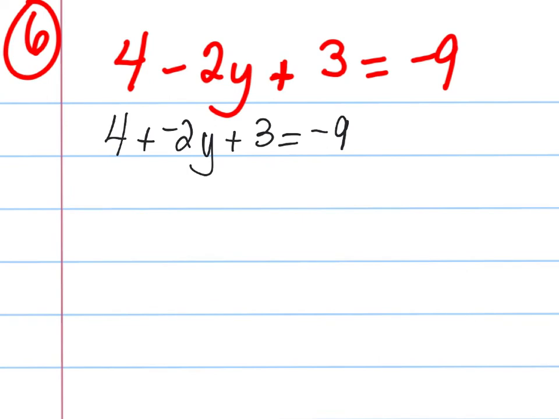Meaning, are there any like terms? I see a constant of 4 and a constant of 3. I need to add those together, and I'm going to write down negative 2y plus 7 equals negative 9. Now we're back to what we were doing yesterday. I'm going to put my wall up. We always undo adding or subtracting first. They're adding 7, so we're going to subtract 7 on both sides.